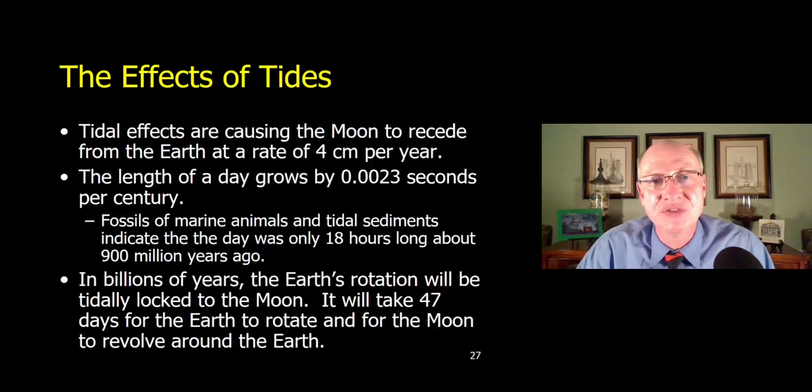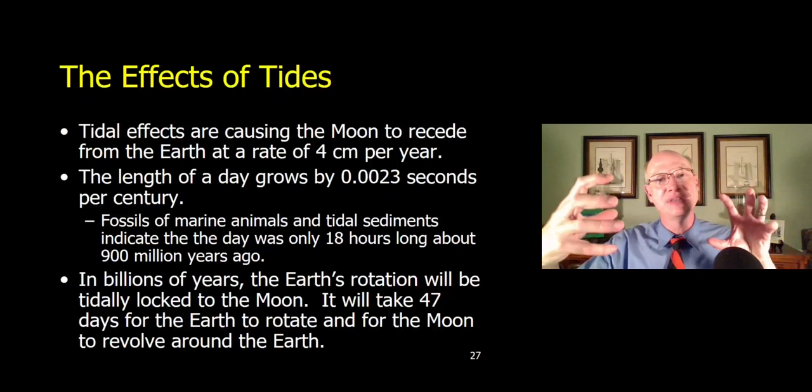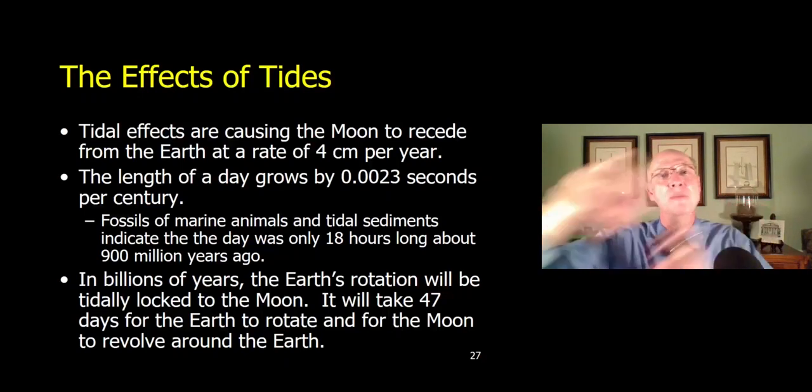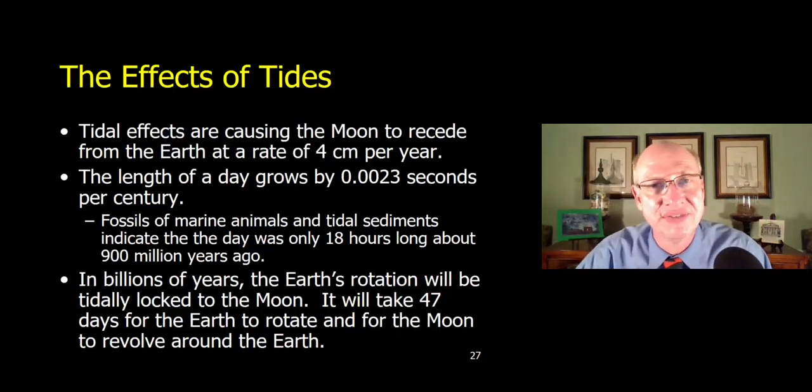And billions of years from now, the Earth and the moon will keep the same face towards one another. The moon will orbit the Earth every 47 days. The moon will turn on its axis every 47 days, and the Earth will turn on its axis once every 47 days. However, that's going to take so long that it is likely that the sun will die before that.